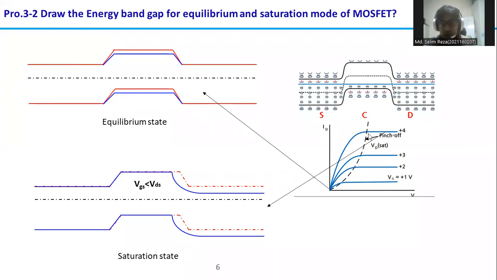And if we go for the saturation region, that means the current density is always high, and we know that in the saturation region the high current means the high drain to source current. In this condition the band diagram will be bending like this, and the current will drift following this path, but in this region the current will be constant or saturated. So this one is the band diagram for equilibrium and saturation mode of MOSFET.